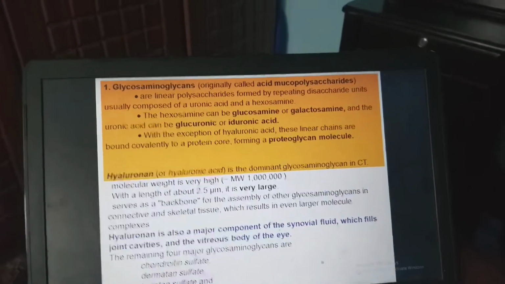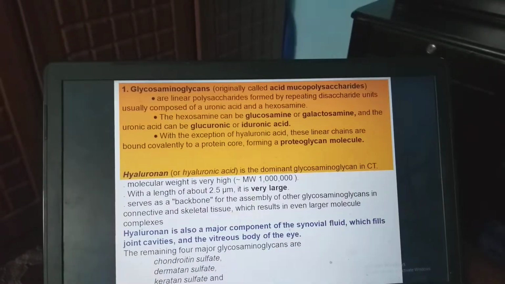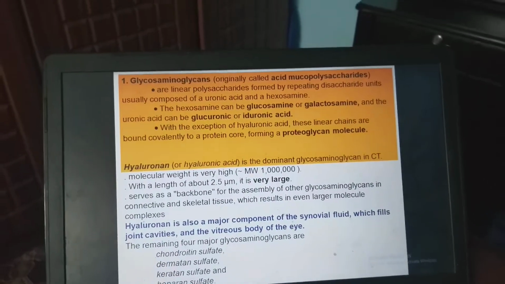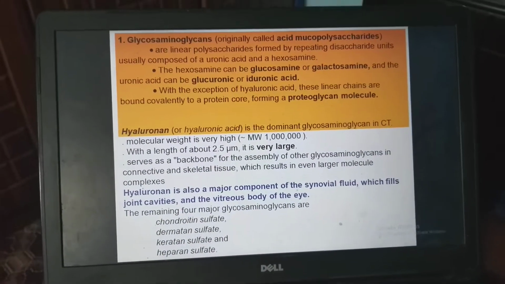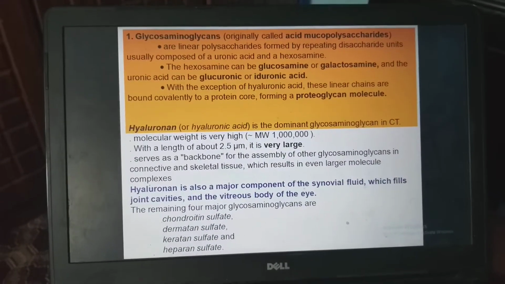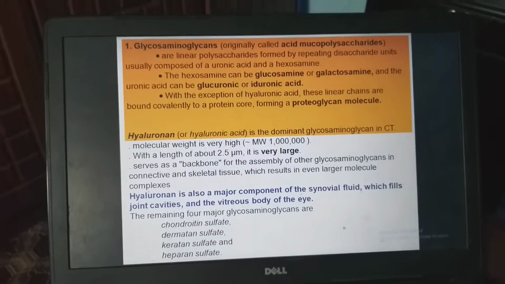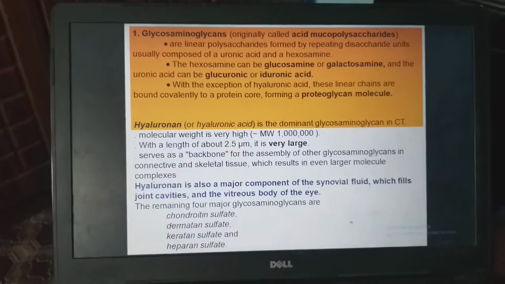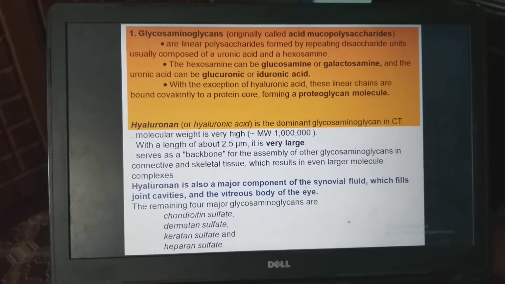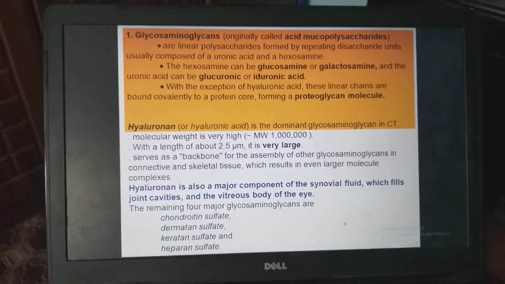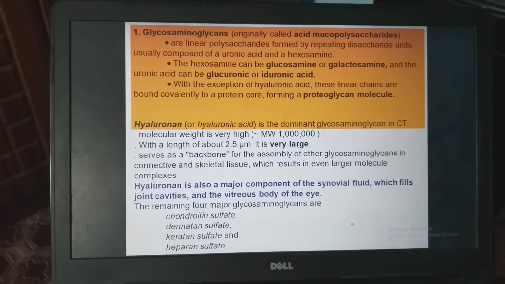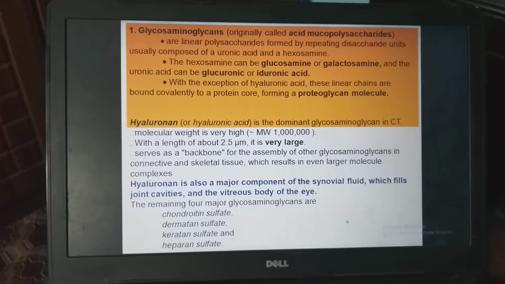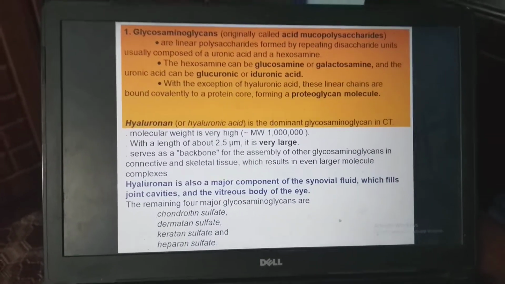Totally, there are 5 subunits of glycosaminoglycans. From these 5, except hyaluronic acid, the others are bound together to a central protein to form proteoglycans. What are the other 4? Chondroitin sulfate, dermatan sulfate, keratan sulfate, and heparan sulfate. From the 5 groups of glycosaminoglycans, which one does not form proteoglycans?